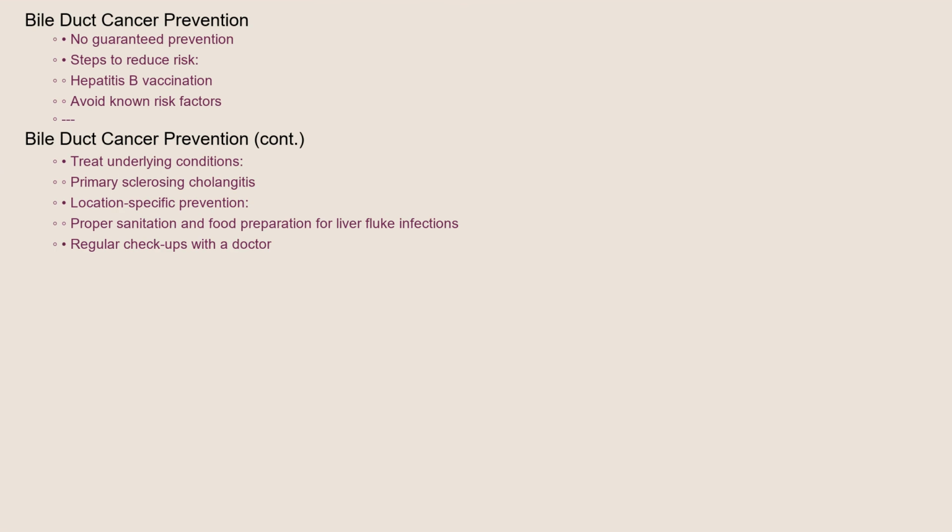Prevention. While there's no guaranteed way to prevent bile duct cancer, several steps can be taken to reduce the risk. These include getting vaccinated against hepatitis B, avoiding exposure to known risk factors such as certain chemicals, and treating underlying conditions like primary sclerosing cholangitis. In regions where liver fluke infections are common, proper sanitation and food preparation practices are essential. Regular check-ups with a doctor can help detect any abnormalities early on.